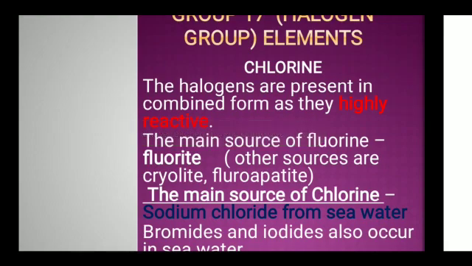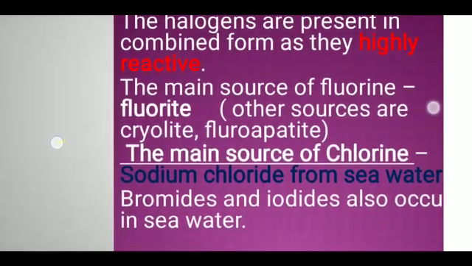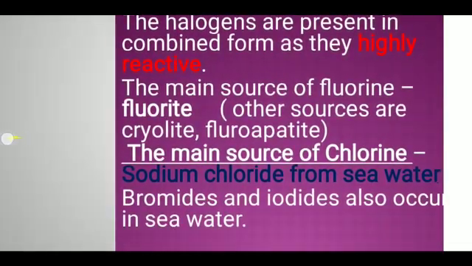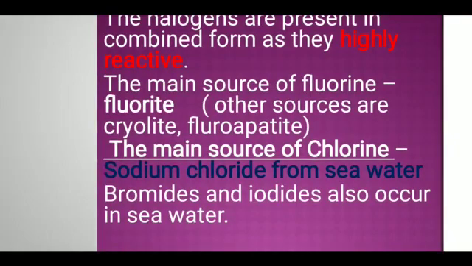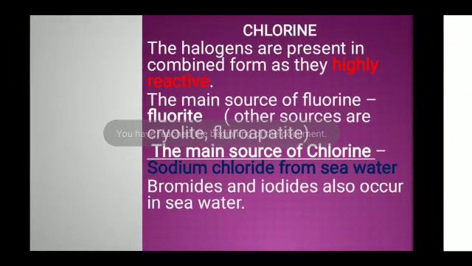The main source of fluorine is fluorite. Other sources are cryolite. The main source of chlorine is sodium chloride from seawater. As we are very familiar, a large amount of sodium chloride is obtained from seawater. Then the bromides and iodides also occur in the sea.